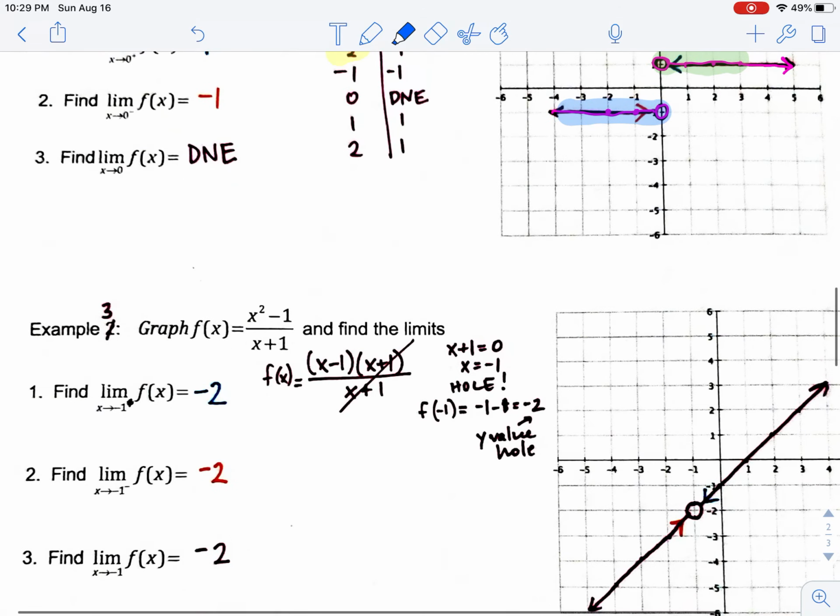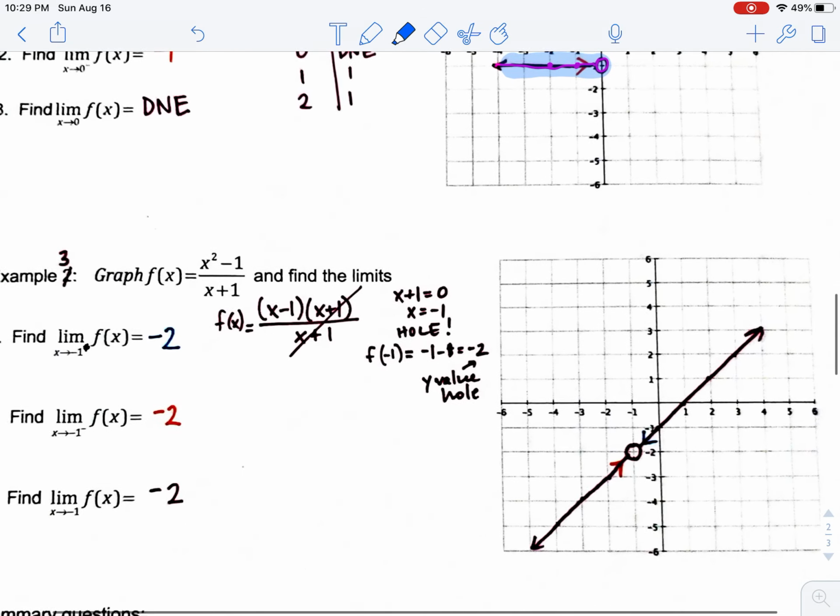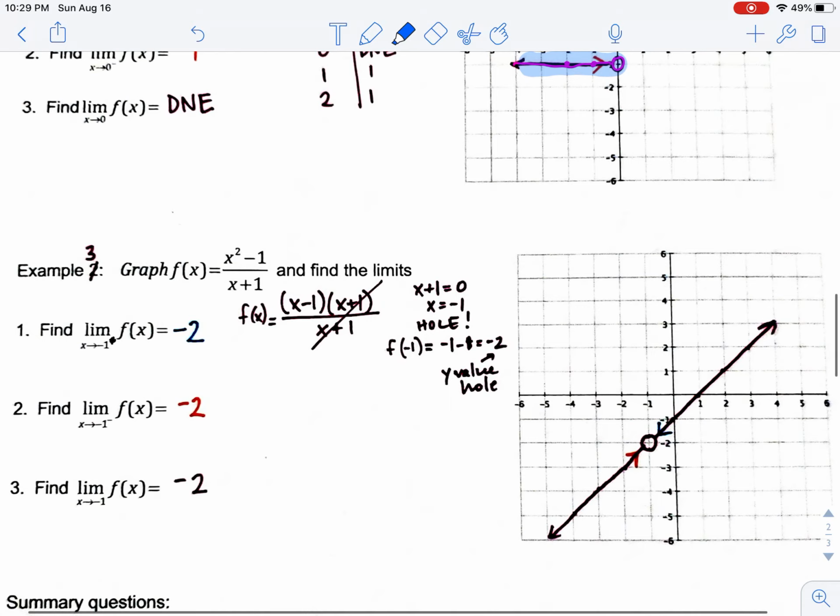And then lastly, number 3 down here, a quick review of rational functions. It says to graph f of x equals x squared minus 1 over x plus 1, and find the limits. Any rational function we get, we're going to factor it right away. So I factor the top using the difference of squares: x minus 1 times x plus 1, and then the bottom is still x plus 1, and those cancel out. I can use that information to find the hole.